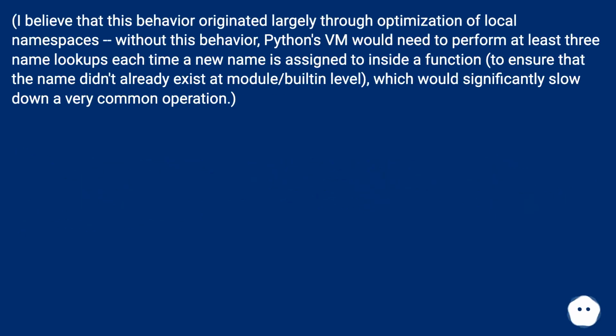I believe that this behavior originated largely through optimization of local namespaces. Without this behavior, Python's VM would need to perform at least 3 name lookups each time a new name is assigned to inside a function, to ensure that the name didn't already exist at module/built-in level, which would significantly slow down a very common operation.